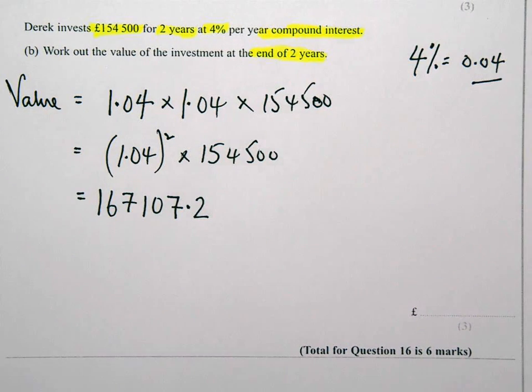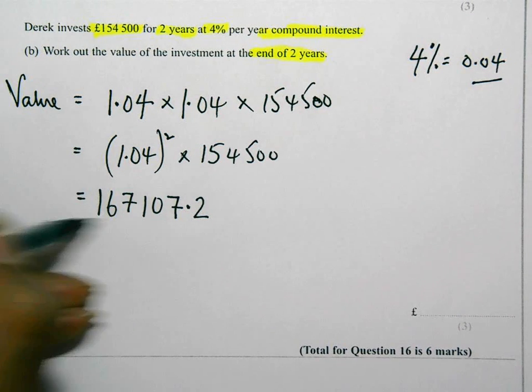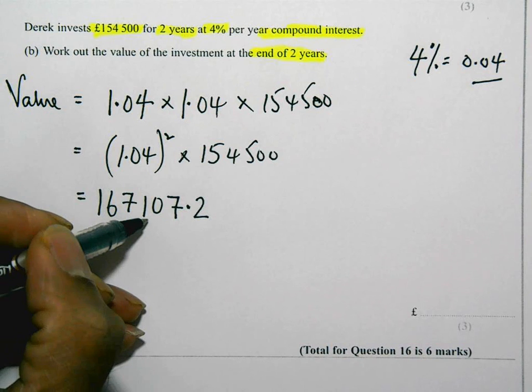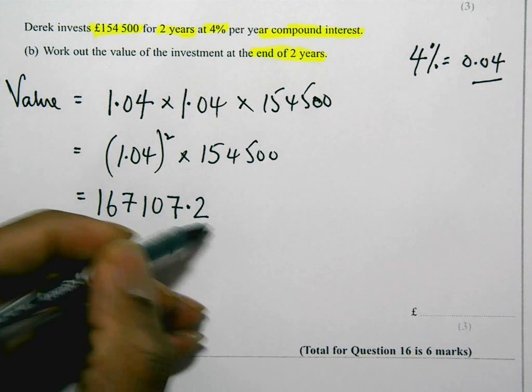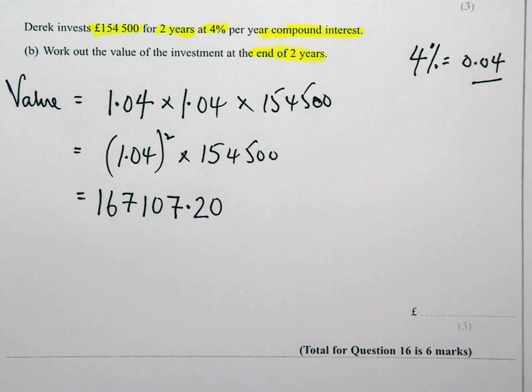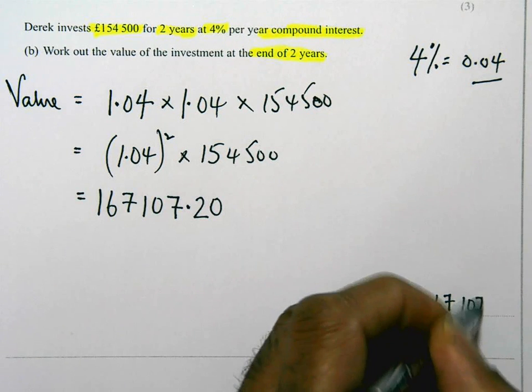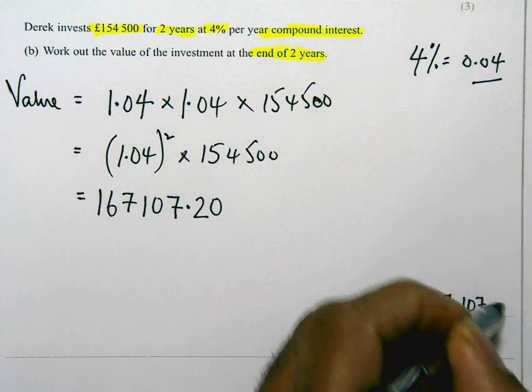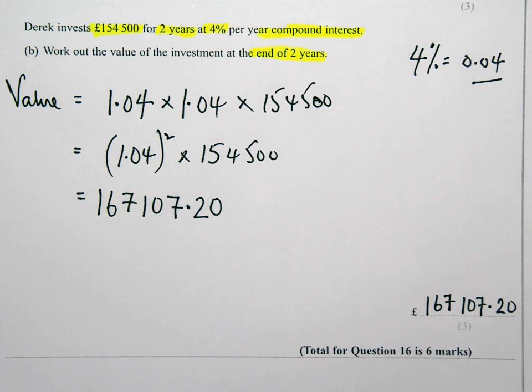That number there is going to be £167,107.20. So I'll put a 0 there. So that's what I'm going to write in my answer space. £167,107.20. And that is pretty straightforward, right? Again, once you're familiar with the question, you should be able to get full marks in this. Make sure you familiarize yourself with this and you're okay, and you could be able to do this if you had a question similar to it.